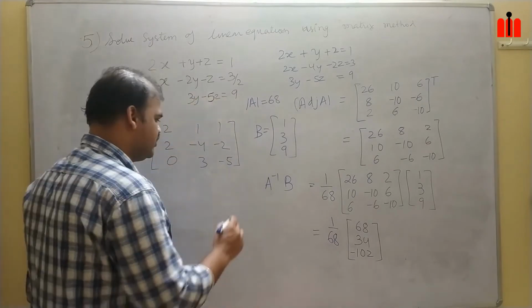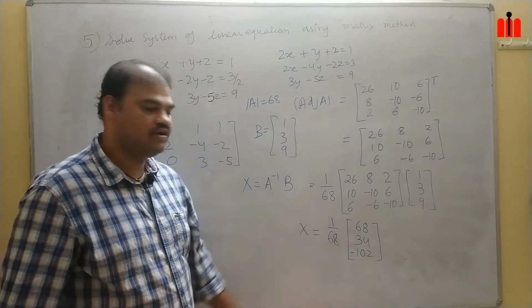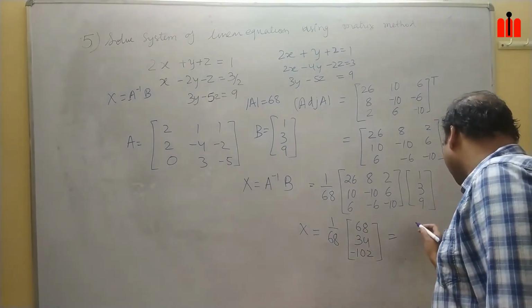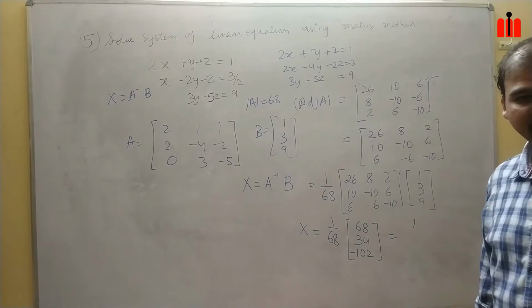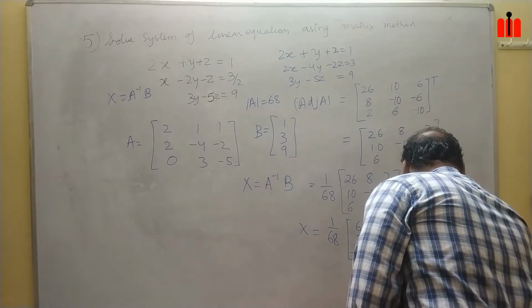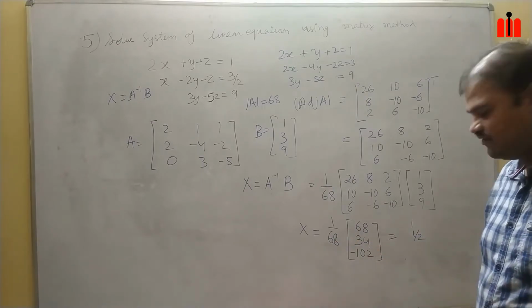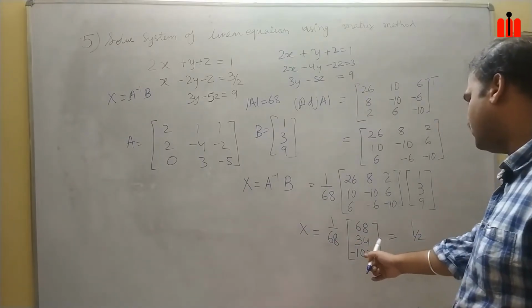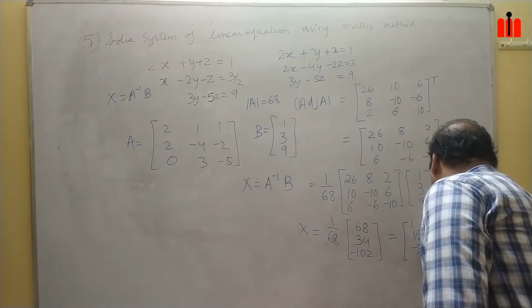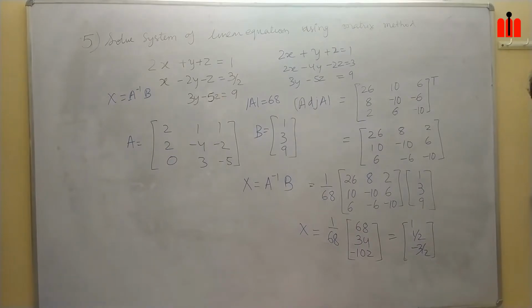So this will be my x equal to 1 by 68 times 68, 34, minus 102. 68 by 68 will become 1. 34 by 68 will become 1 by 2. Minus 102 by 68 will become minus 3 by 2, since 34 3s are 102 and 34 2s are 68. So once you cancel 68 out, you will be left with 1, 1 by 2 and minus 3 by 2.